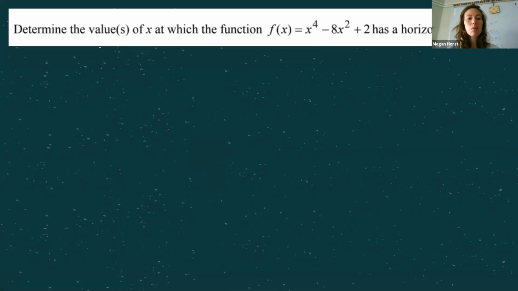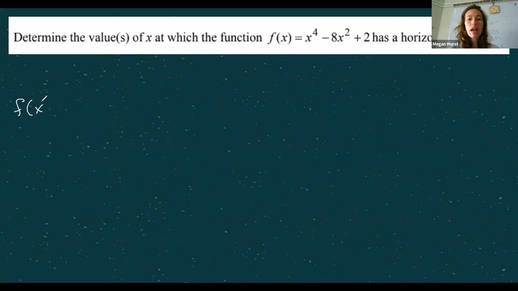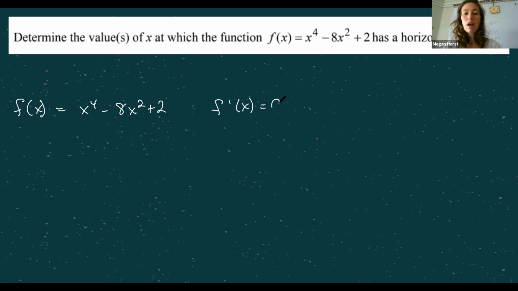All right, next up, we're determining the values of x for which f of x equals x to the fourth subtract 8x squared plus 2 has a horizontal tangent line. So think about a graph that has a horizontal tangent line. And if we have a horizontal tangent line, what's the slope of that line? The slope of that line would be 0. So what we're determining is, where does this function have a derivative equal to 0? At which x values does that occur?